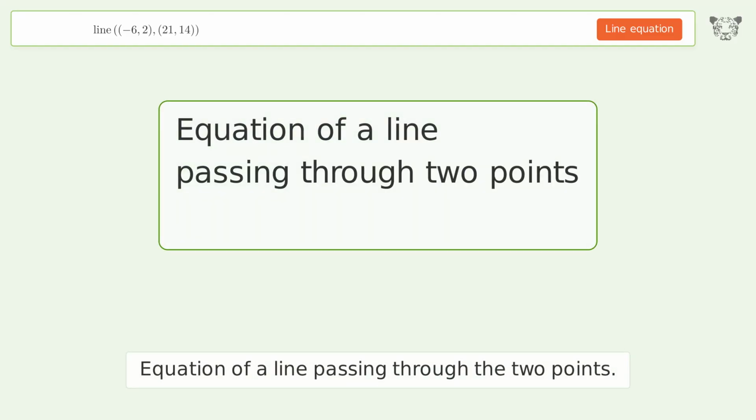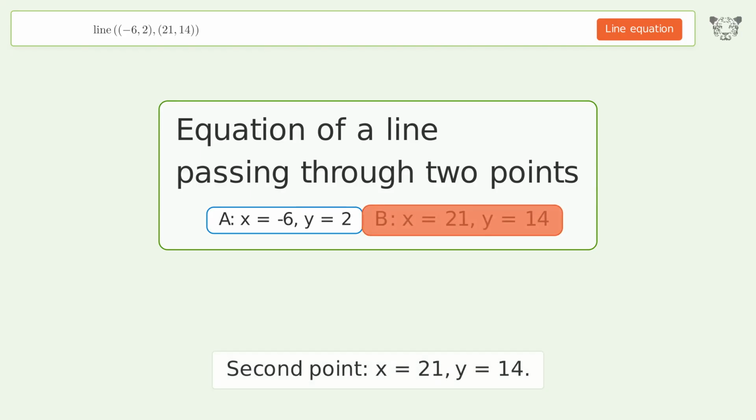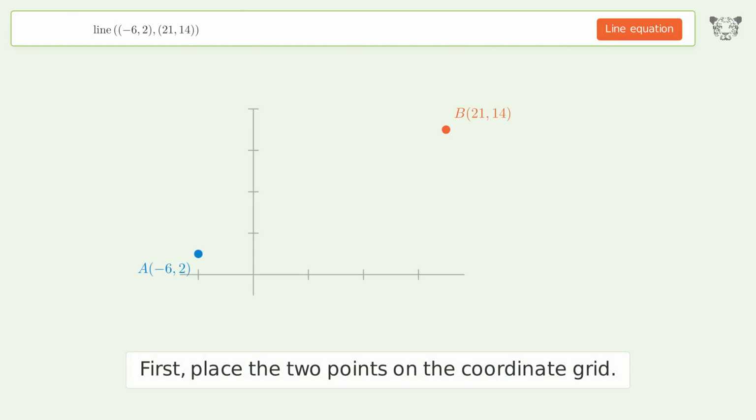Equation of a line passing through 2 points. The first point has x equals -6, and y equals 2. The second point has x equals 21, and y equals 14. First, place the 2 points on the coordinate grid.